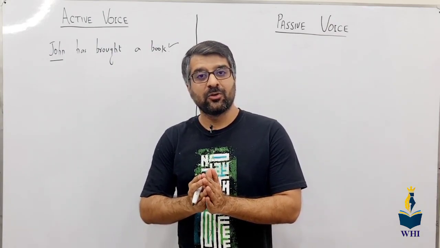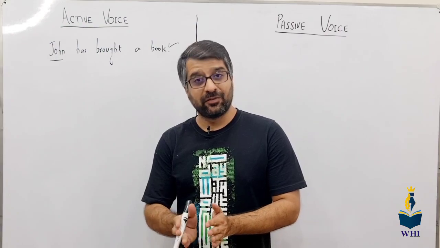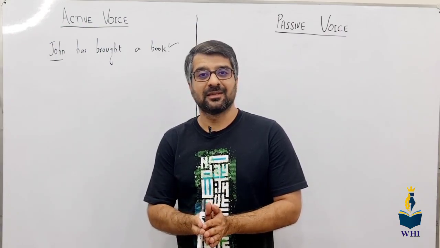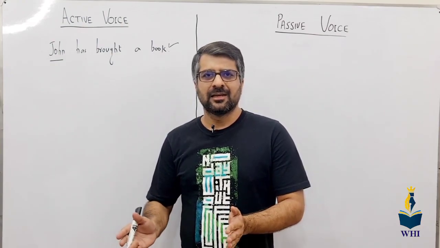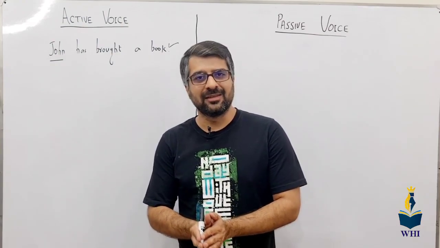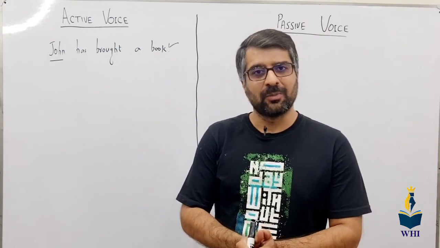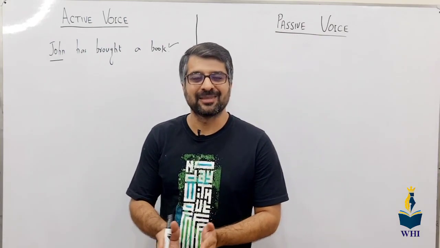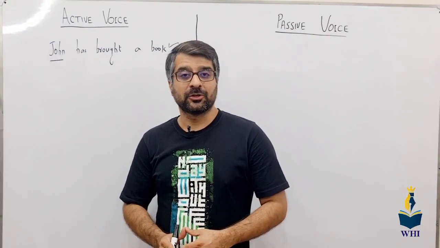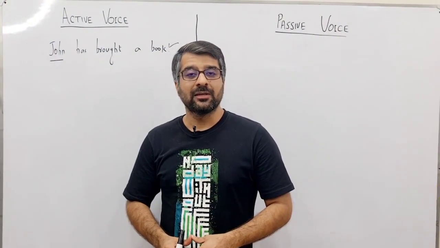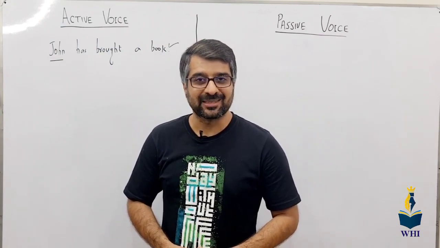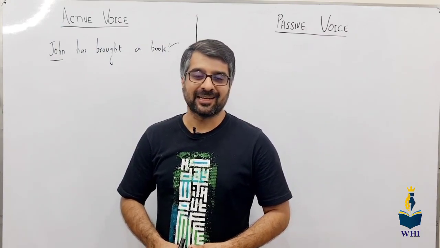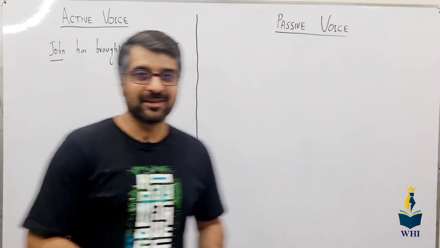So if your agent is important to you, if you want to highlight your agent, then put your sentence in active voice. And yes, it's a more energetic, more lively style to present your arguments, to write down your statements in your writing. The second important use of active voice is when the object is missing. Whenever the object is missing, you put your sentence in active voice construction. Let's take an example.